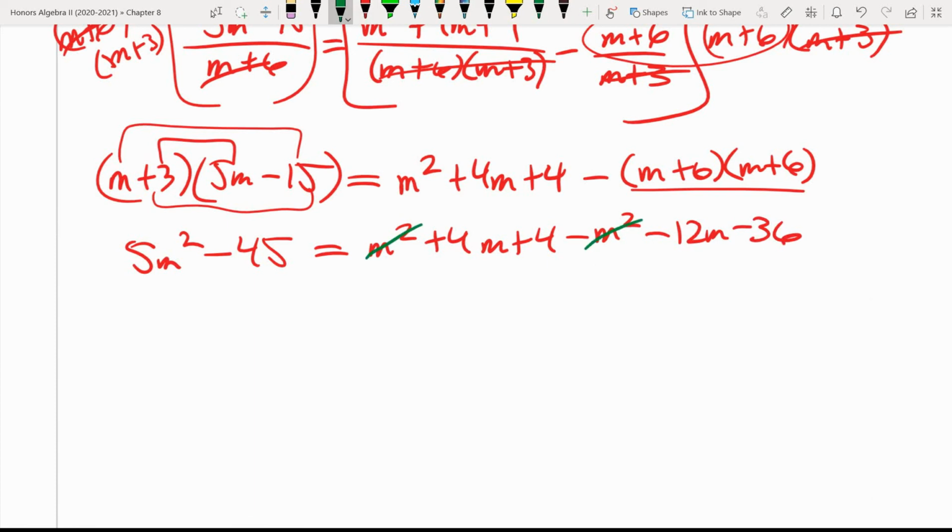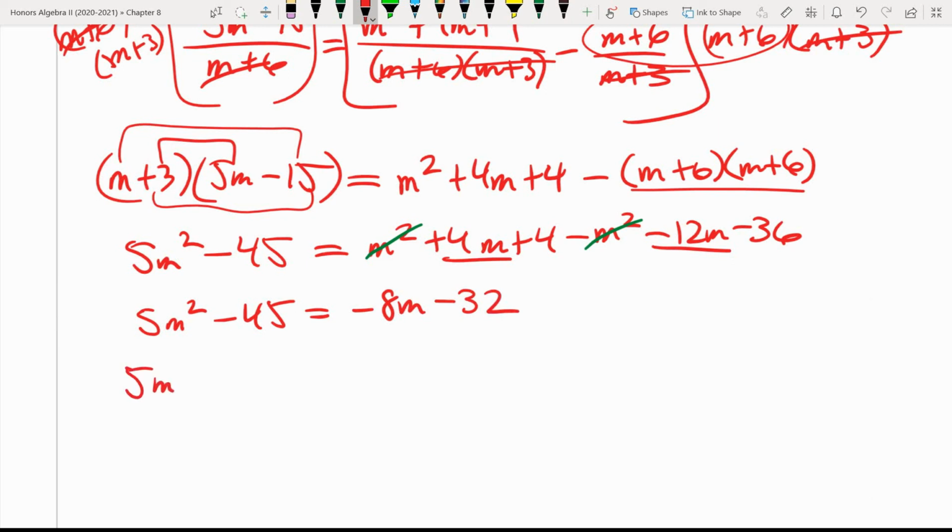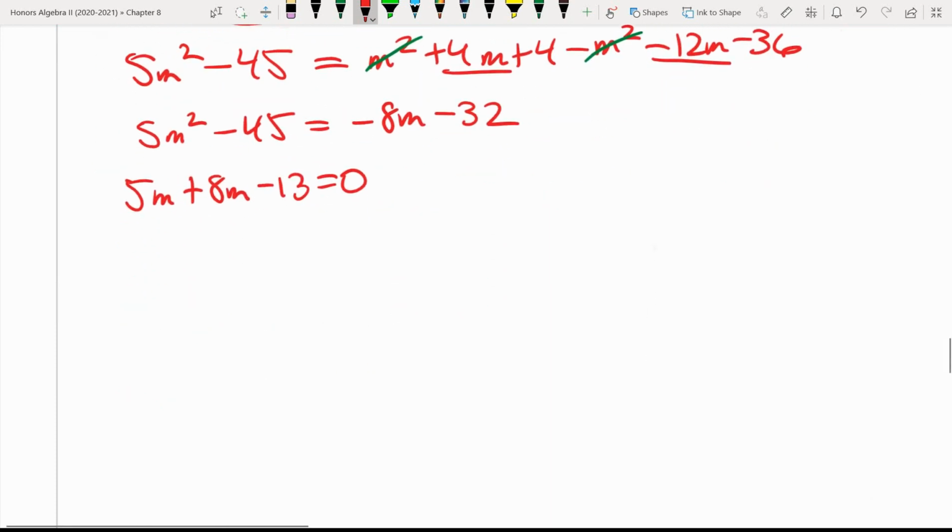See that these m squareds are going to cancel each other out here. So I'm not even going to worry about those. Simplifying everything else, I'll just leave the left-hand side for now. The right-hand side turns into a negative 8m, putting those together, and then a minus 32. So I bring everything over to the left side, where my m squared is at. We get plus 8m here. And if I add a 32 to both sides, that's minus 13 equals 0.